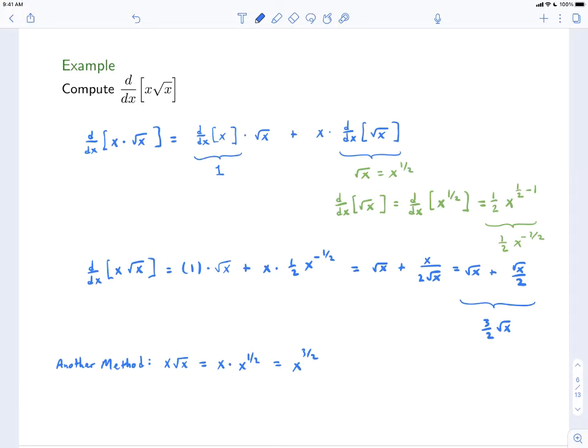So if we want to differentiate x times the square root of x, another way to do that is just simply differentiate x to the 3/2 using the power rule. And what do we end up with? We end up with 3/2 times x, and then we decrease the exponent by 1. So we have 3/2 times x to the 1/2, which of course is 3/2 times the square root of x, which is what we got the other way. There's often more than one way to do a problem, and there is no one right way. There are multiple ways to come up with the same correct answer.